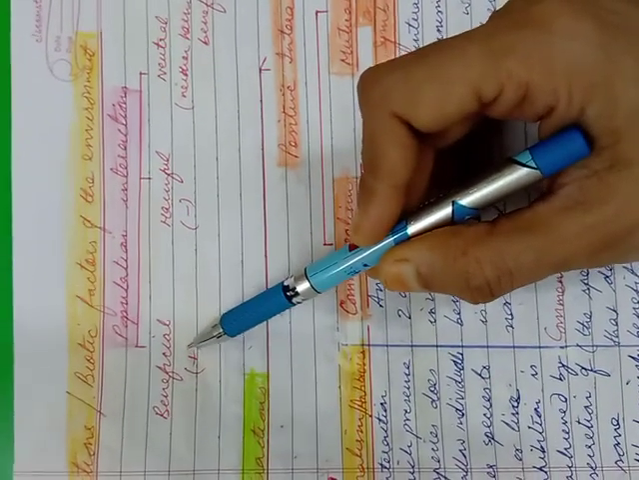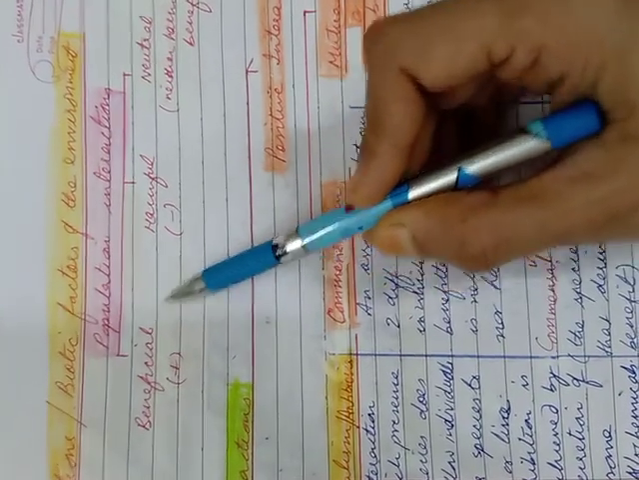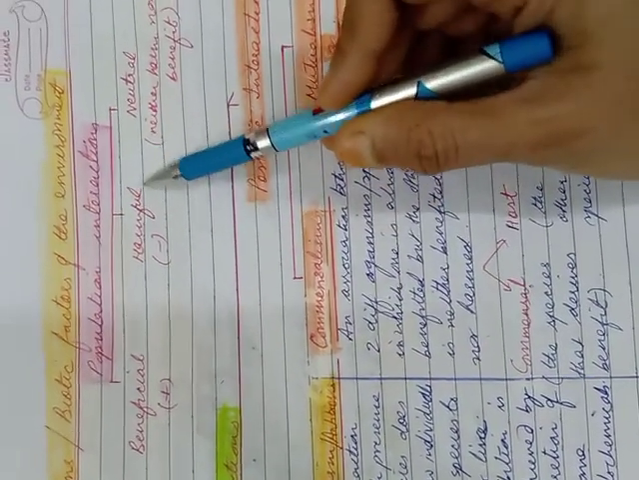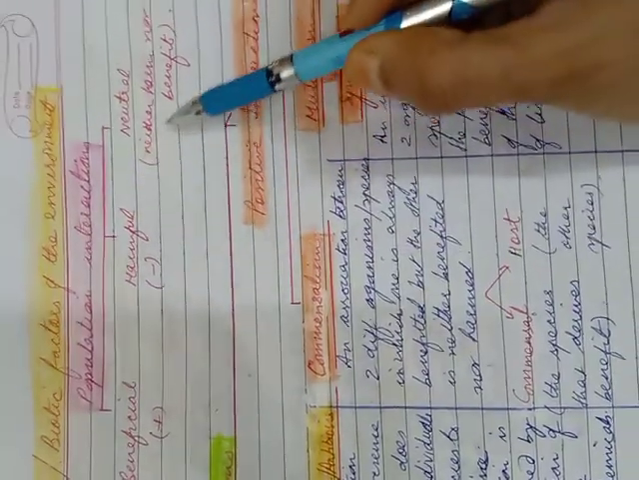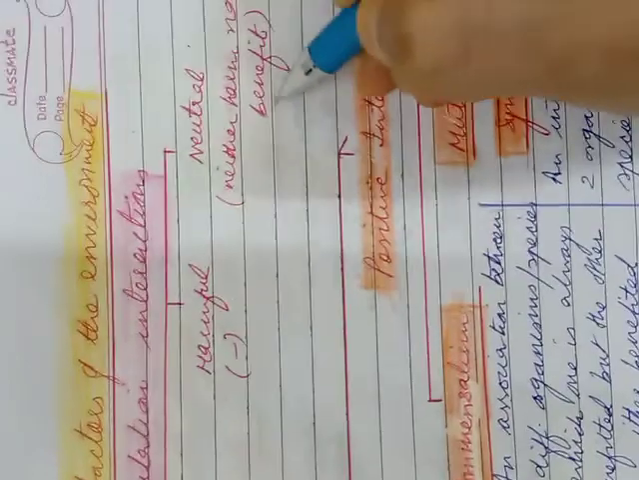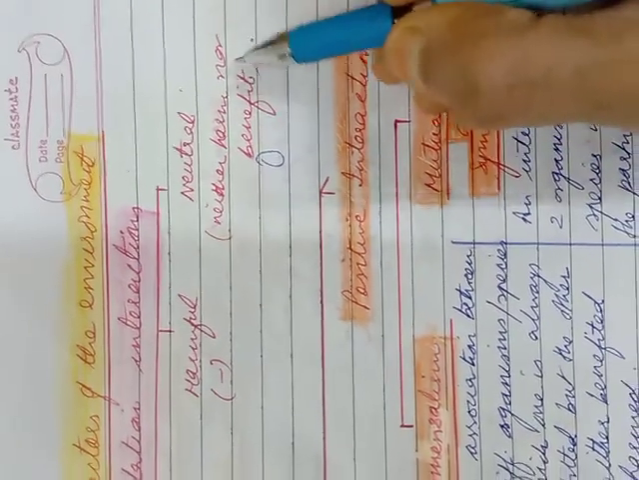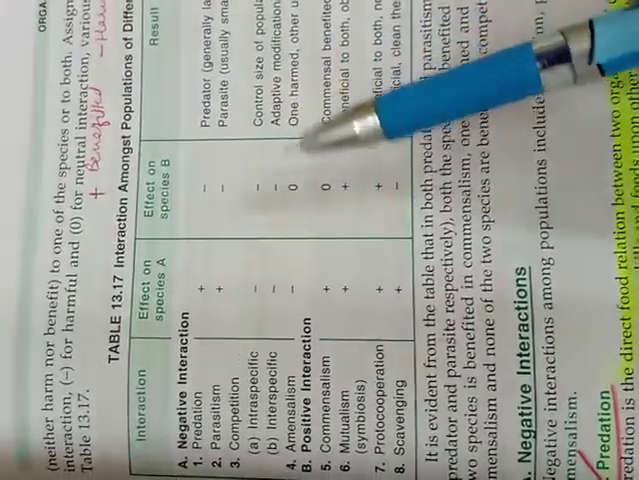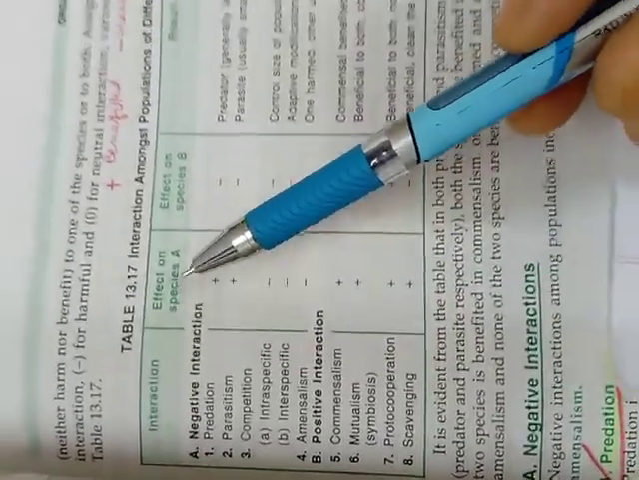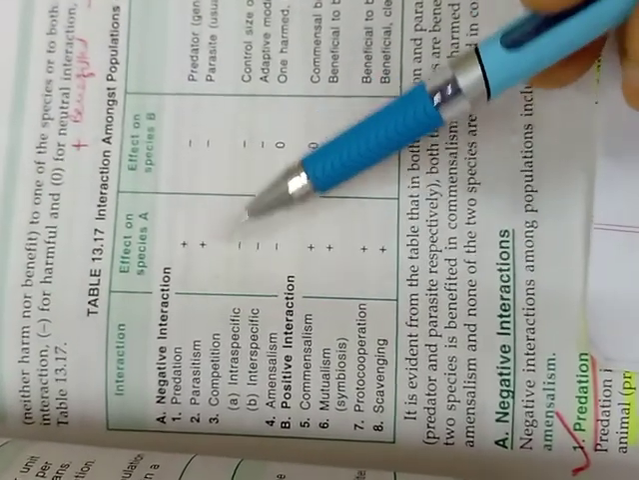If we write positive, this means beneficial, that means one party is being benefited. Then if we write negative, it means one partner is being harmed. If we write neutral, or in the tables if we write 0, this means neither partner is being harmed nor benefited. For example, on page 689, this is a table in your textbook.